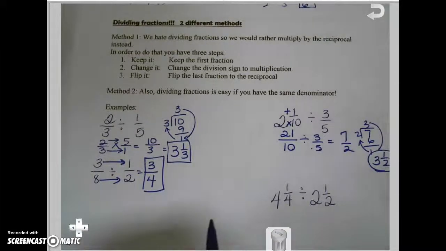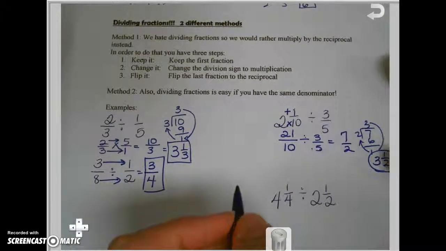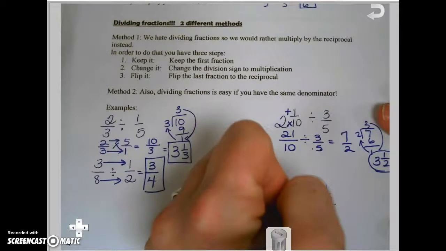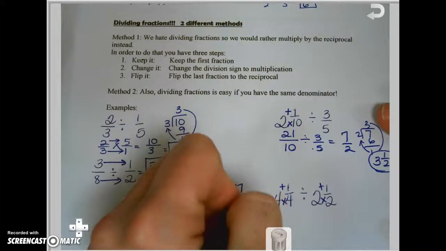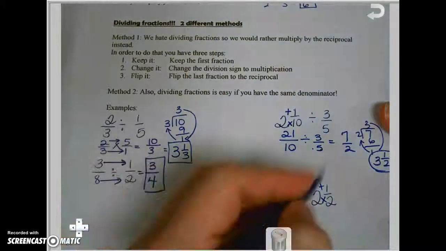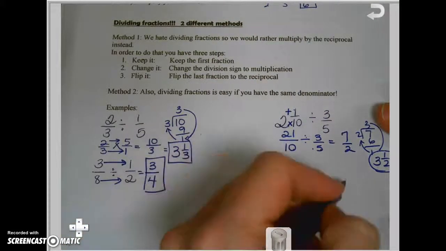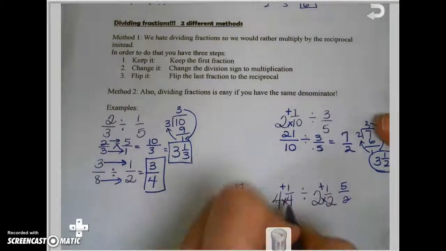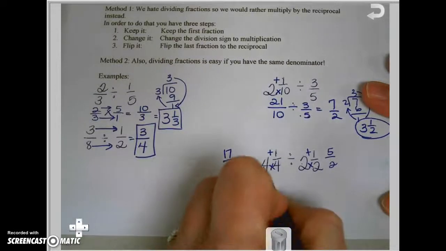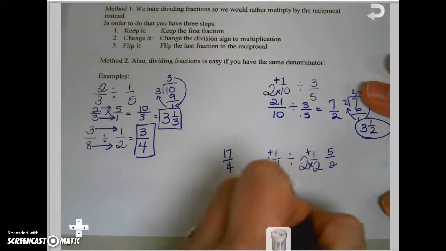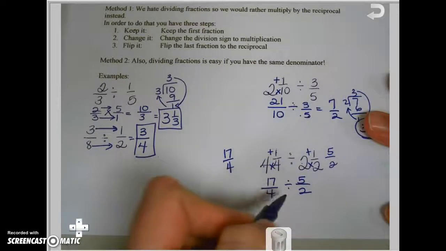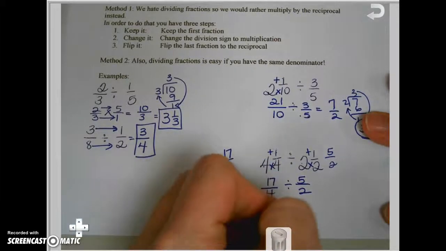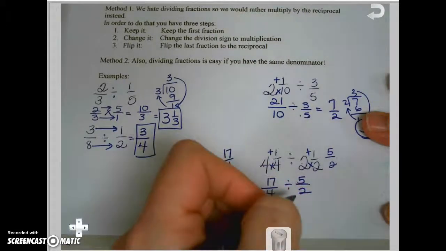The last one, 4 and 1/4 divided by 2 and 1 half. Make them improper. 16 plus 1 is 17. I'm going to go over here for more work space. 2 times 2 is 4 plus 1 is 5. So 5 halves. So I have 17/4 divided by 5 halves. I need to multiply by the reciprocal. So 17 over 4 times the reciprocal of 5 halves would be 2/5.